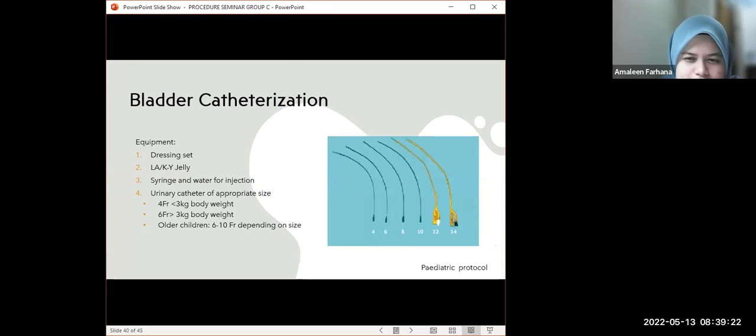This is an invasive type of urine specimen collection, which is the most commonly done in our hospital setting. So, bladder catheterization. The equipment needed for bladder catheterization includes a dressing set, local anesthetic gel, syringe, as well as urinary catheter. Based on its protocol, if the weight is less than 3 kilogram, we can use a 4 French catheter size. If more than 3 kilogram, we can use a 6 French catheter size, and so on.